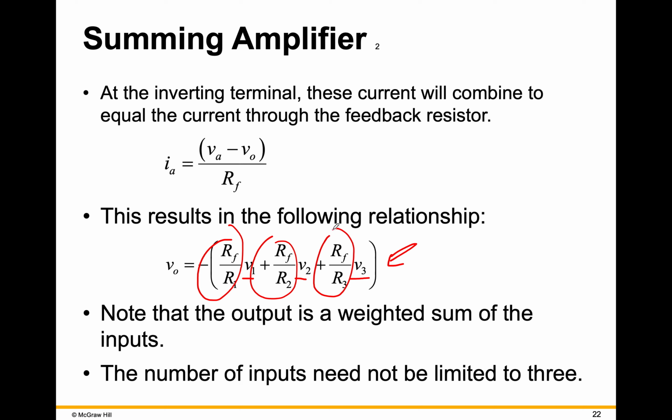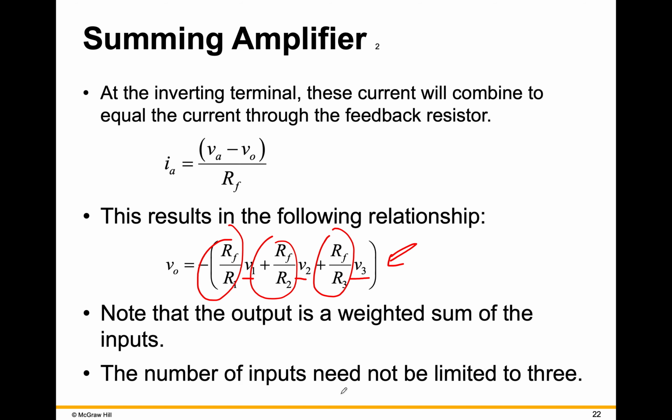So a lot of times all people want to do is sum signals. So they will make R feedback equal to R1 equal to R2 equal to R3, which means your output voltage is just the inverted sum of V1 plus V2 plus V3. And so that's kind of cool. And you don't have to limit your inputs to 3. You can have any number of inputs. So this just allows you to sum 3 things.